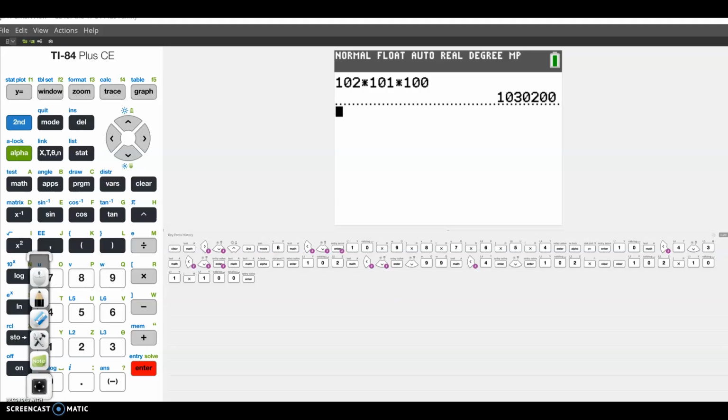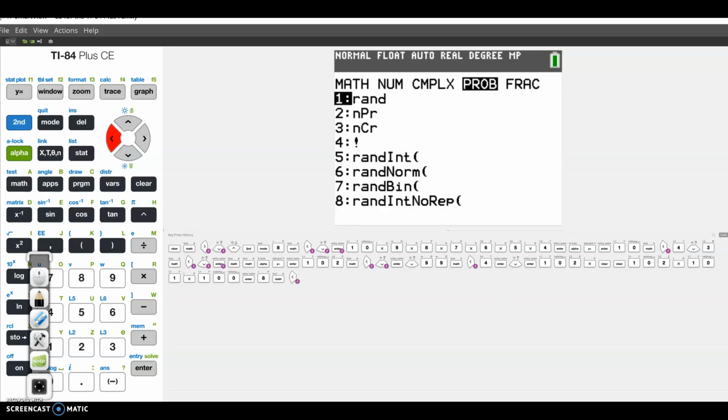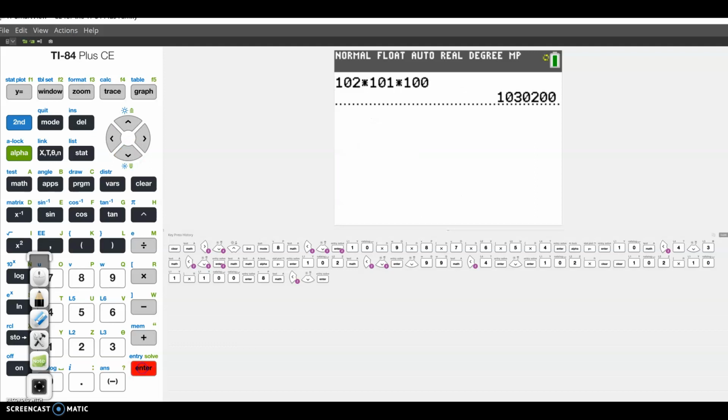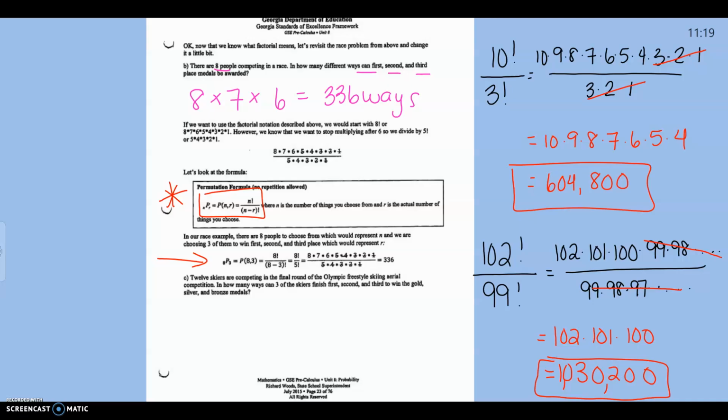So you would literally press 8, go to math, you're going to go over to probability just like always. This time you're going to pick option 2, which is permutation, 8P3, and it looks just like that, and you're going to get 336, so you don't have to worry about the formula.